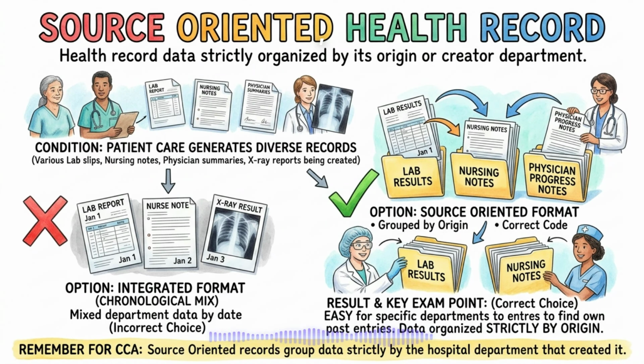This method makes it very easy for specific departments to find their own past entries. But it can make it slightly harder to see the overall timeline of a patient's illness. For your exam, remember that source-oriented records organize data strictly by the origin of the information.